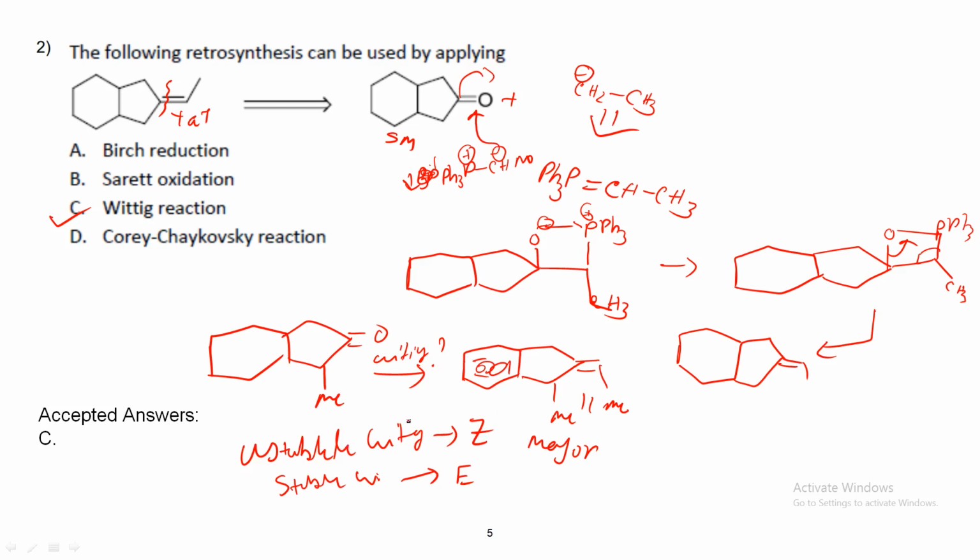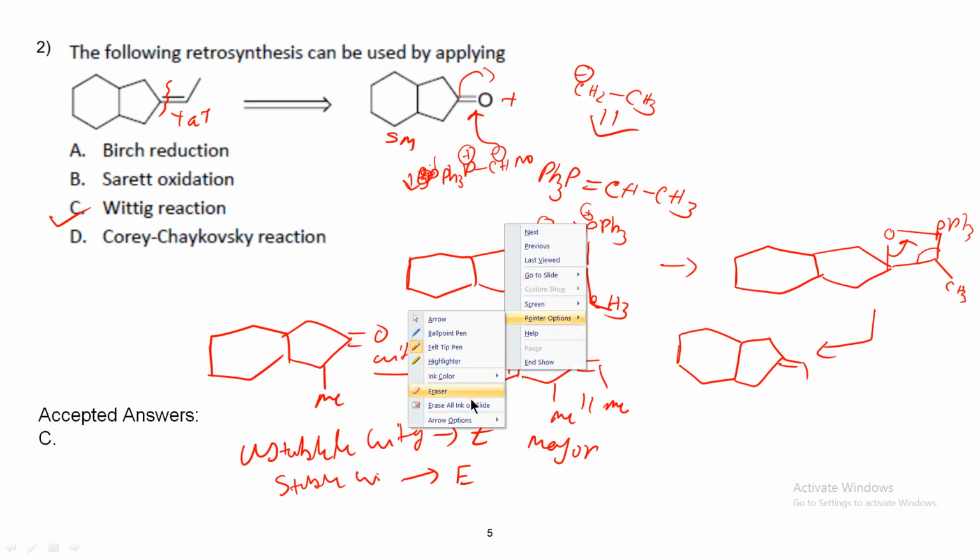For the unstable Wittig, it always gives the KCP product, and stabilized Wittig always gives the TCP, or thermodynamically controlled, product. So that's how you can do this kind of problem. And for the Birch reduction, I hope all of you know that. So let me clean this.